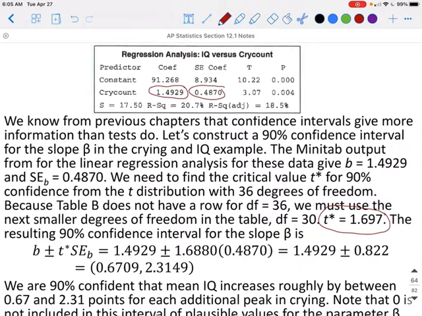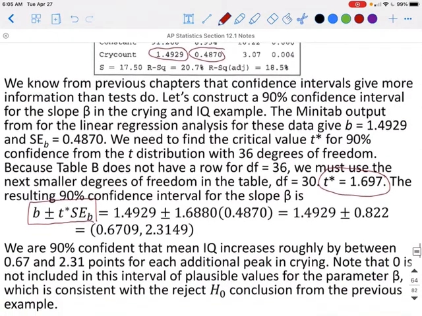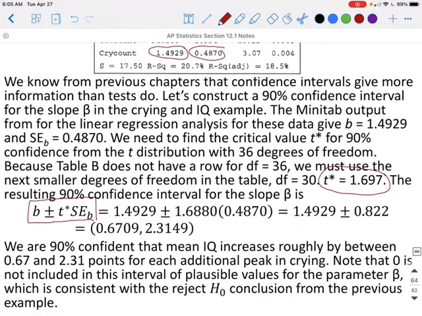Now, if you remember from the previous section, to find the confidence interval, we're going to do b plus or minus t star times SE sub b. Remember, we're going to do subtraction first and the addition second, and this is going to give us our interval. So we are 90% confident that the mean IQ increases roughly between 0.67 and 2.31 points for each additional peak in crying. Note that 0 is not included in this interval of plausible values for the parameter beta, which is consistent with us rejecting that null hypothesis in that previous example.